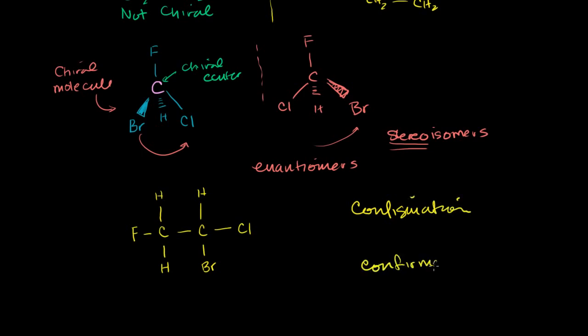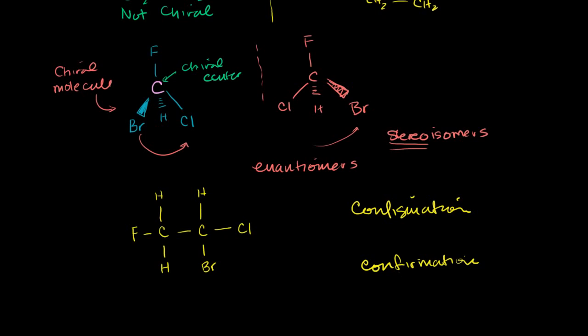I should have been a little bit more exact about these. When you're talking about a configuration, you're actually talking about a different structure. To go from one configuration to another, you would have to break bonds and reassemble them. So these are different configurations, because in order for them to be the same thing, you would have to swap maybe the bromine and the hydrogen relative to the carbon. Conformations are really just different shapes or different orientations of the same molecule.